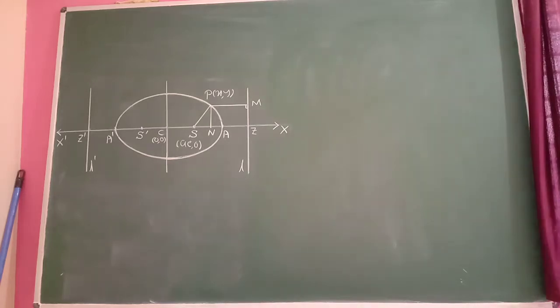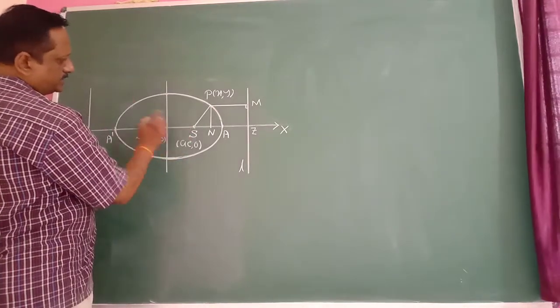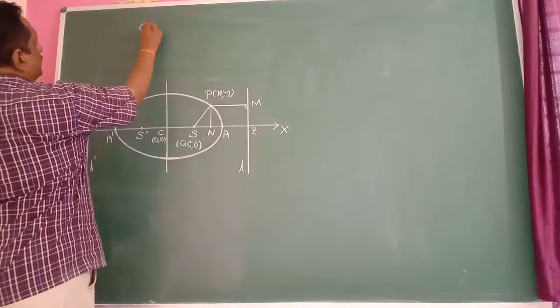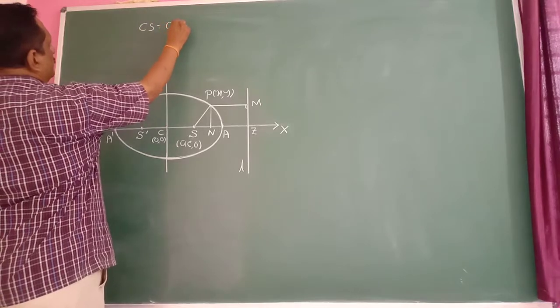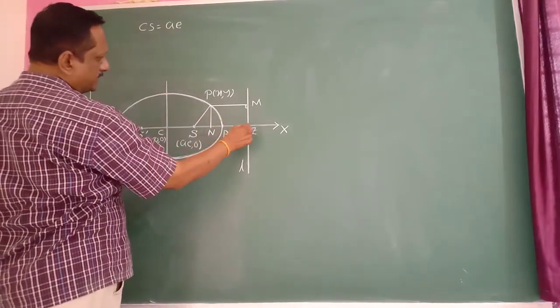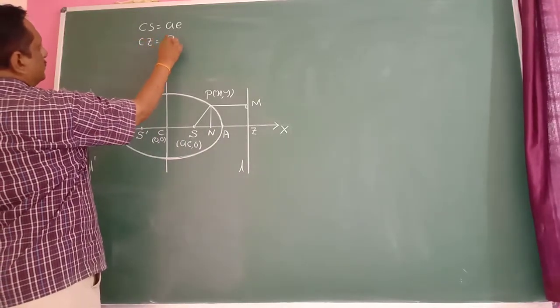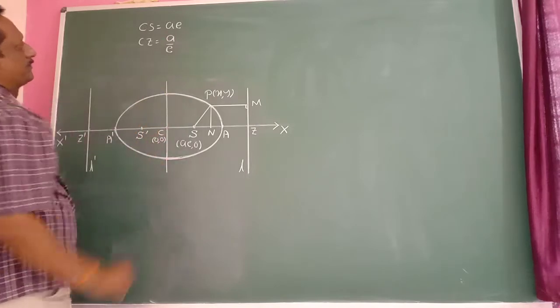So here we already proved this distance CS is equal to a into e, and also you proved CZ. So CZ is equal to a divided by e.